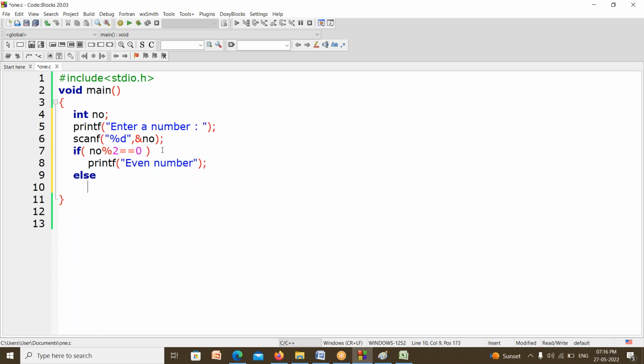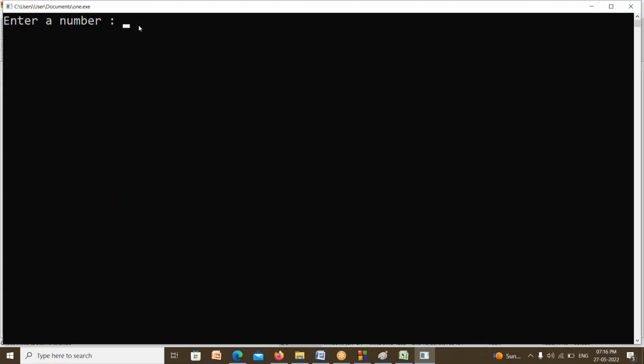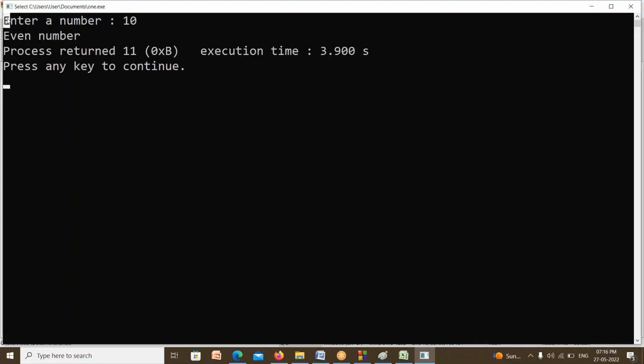Else means the condition has failed. If it is not an even number, then it is an odd number. So print odd number. Right. This is the program. Now I run this one. My number is 10. 10 is an even number. So got it? It is an even number.